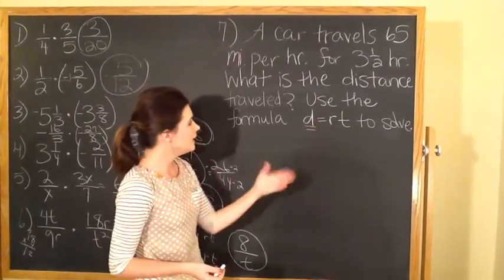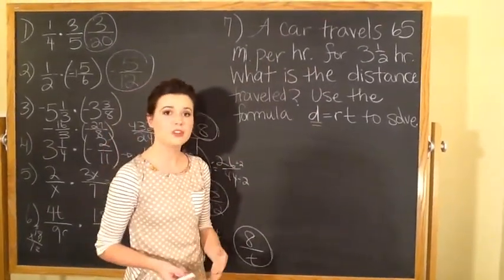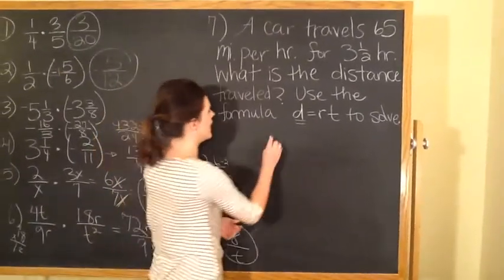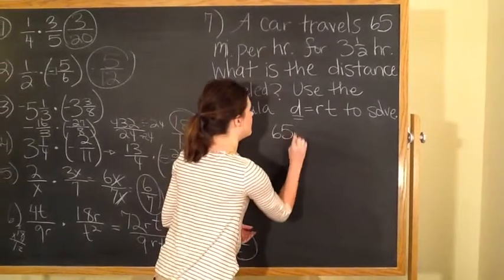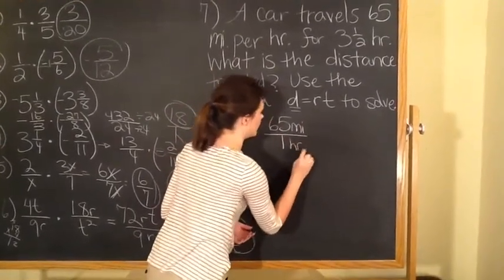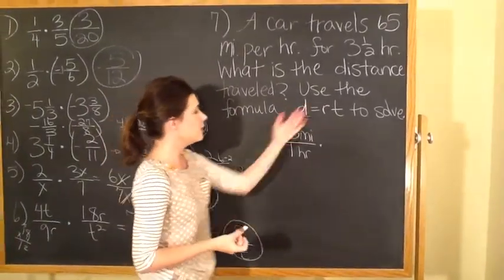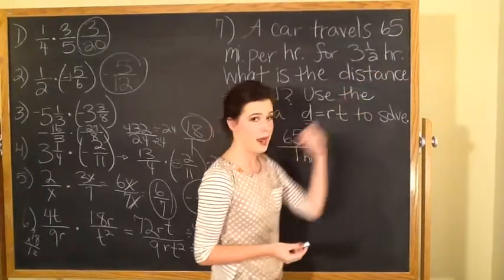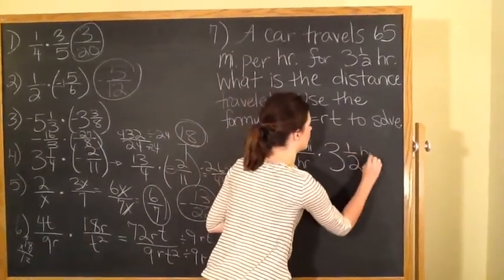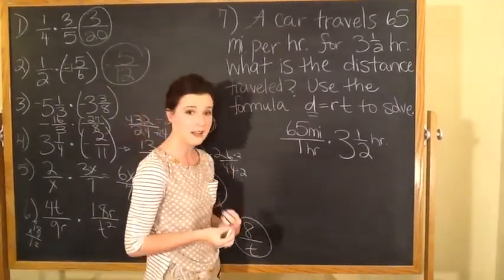So let's see, what is the rate? Okay, the rate is 65 miles per hour. So when we're talking about rate, we're talking about the speed. So we have 65 miles per hour, so we have 65 miles over 1 hour. Okay, so now we're going to be multiplying that by the time. So what is the time? So it gave 3½ hours. So times 3½ of an hour.